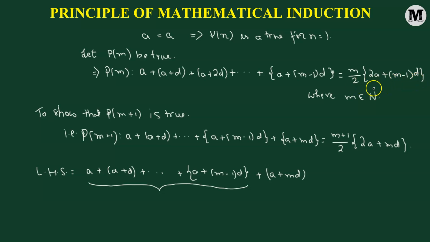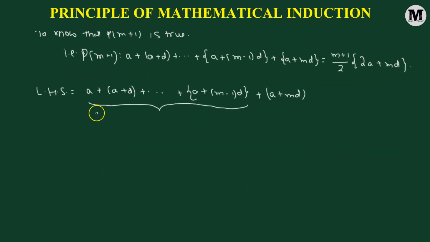The reason why we can do that is because we have assumed that P(m) is a true statement. So let's replace this with m over 2 multiplied by (2 times a plus (m minus 1) times d), added to a plus m times d. Now what we have to do is combine both of them.